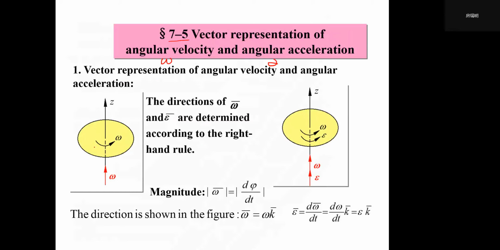So you guys look at the first picture. We know that this yellow rigid body has a rotating movement around the fixed axis Z. The figure also gives the direction of epsilon. As I have mentioned, here epsilon means angular acceleration.